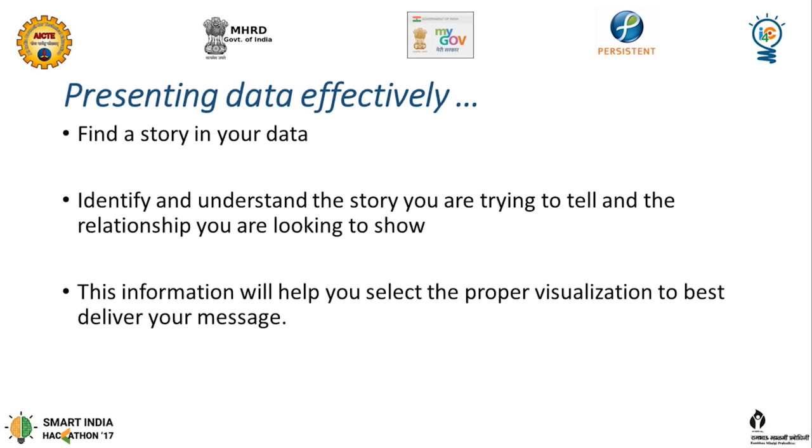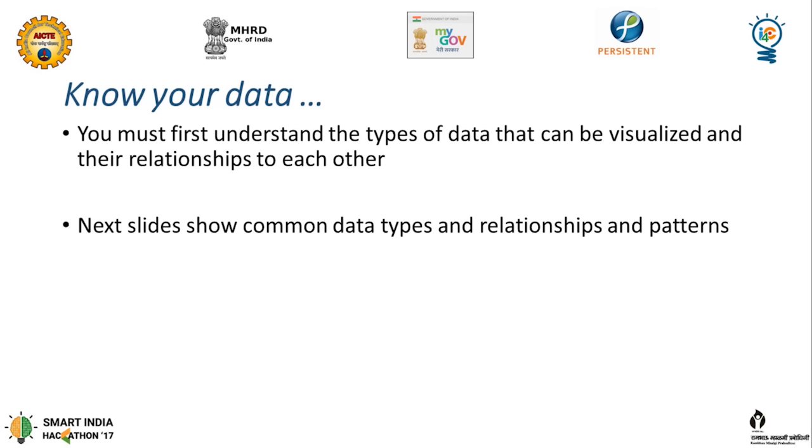Identify and understand the story you are trying to tell and the relationship you are looking to show. Again, the relation is between student and professor, but one professor can teach multiple students and one student can have multiple professors. So you can have many to many, one to many. This is what we have seen earlier, isn't it? So you need to identify that part also. This information will help you to select proper visualization, because that is what we ultimately want to see, right? You must first understand the types of data that can be visualized and their relationships to each other.